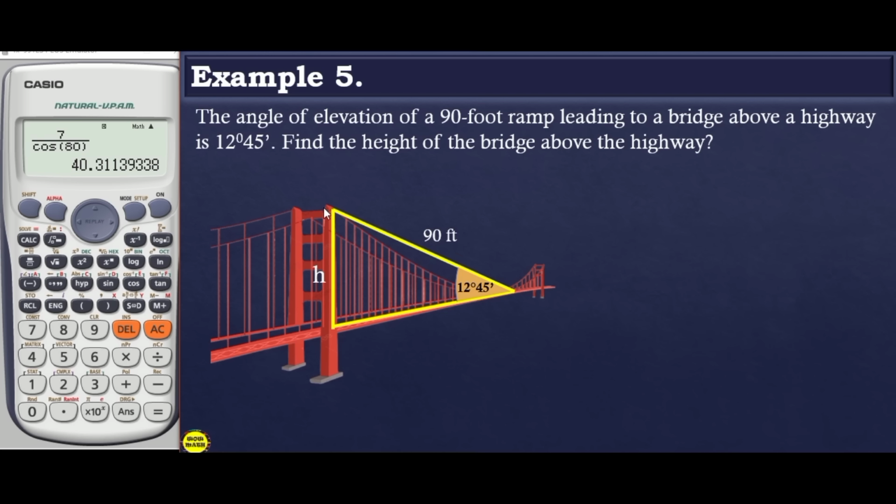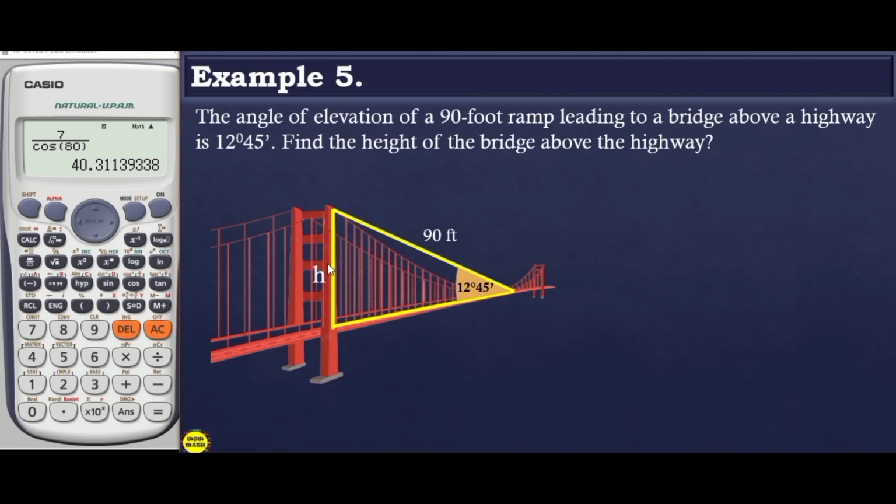Binigay po yung ramp, which is 90 feet. And then, yung kanyang angle given din. So, based dito sa ating given, at ito po yung ating hinahanap kasi height ng bridge eh. Ito po yung height ng bridge from above the highway. So, ito yung highway. So, ito yung hahanapin natin. So, based dito sa given yung ating angle.